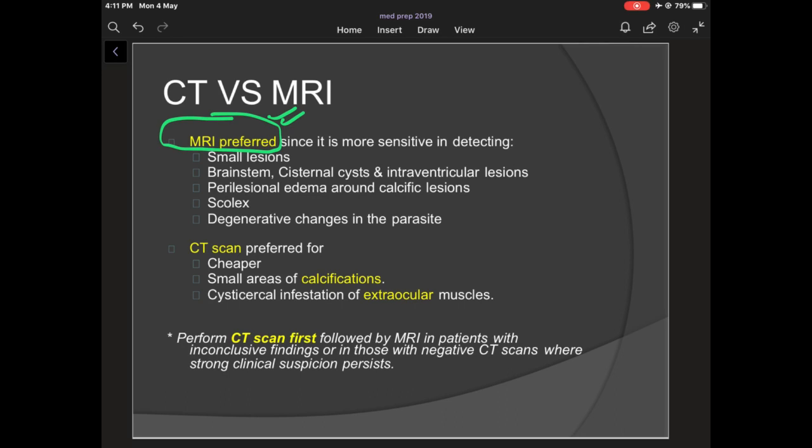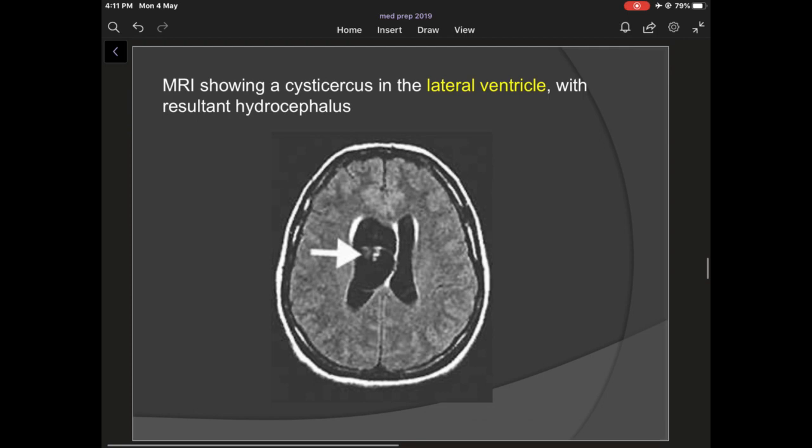Now CT scan is preferred because it is cheaper, and it takes less time. Small areas of calcification can be seen with CT, and cysticercal infestation of extraocular muscles can also be seen on CT. So the rule of thumb is to perform a CT scan followed by MRI in patients with non-conclusive findings, or those with negative CT scans where we have a strong clinical suspicion of neurocysticercosis. We do a CT, and if the suspicion is still there and CT images are not giving a clear clue, then we proceed with MRI as the modality of choice.